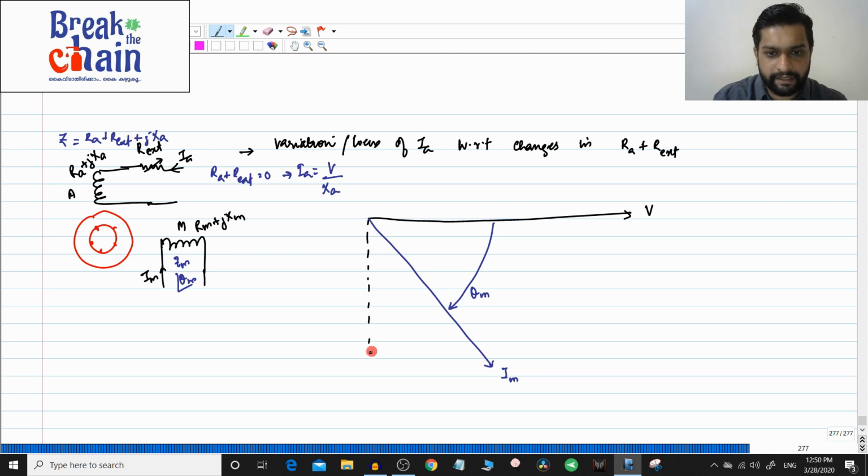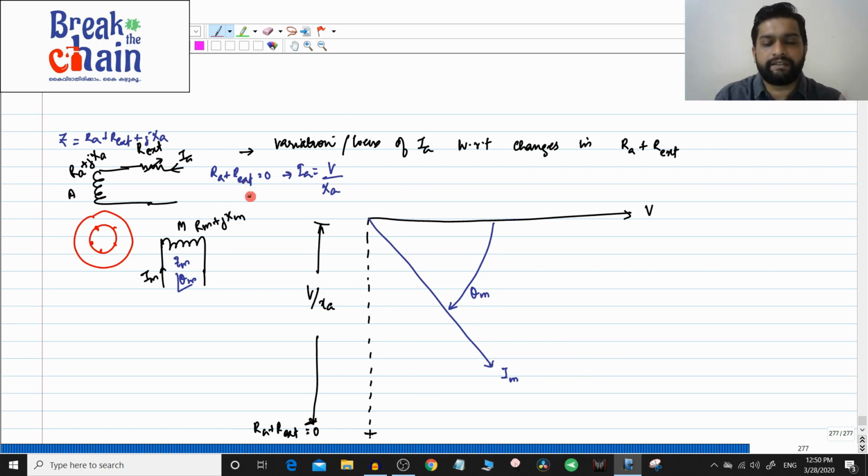So this will be that axis. Current will be 90° lagging. So this is the position where RA plus R external is equal to 0, and this value will be equal to V divided by XA. I am strongly recommending you go and watch that video once again. And if you see, as you are increasing R external, the resistive nature of the circuit increases, right? And if it increases to a very high value, the current will go to 0, right? And it will be a pure resistive circuit. So the locus will be something like this.